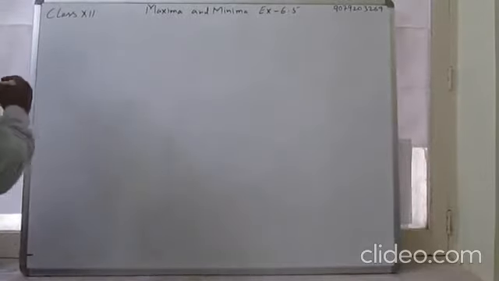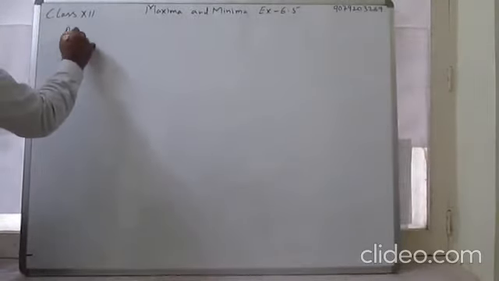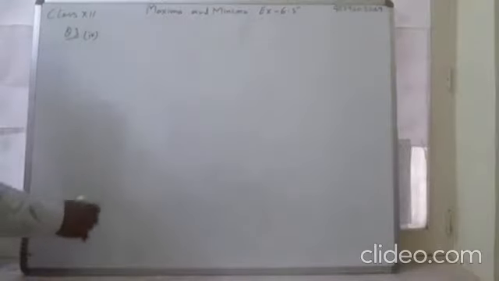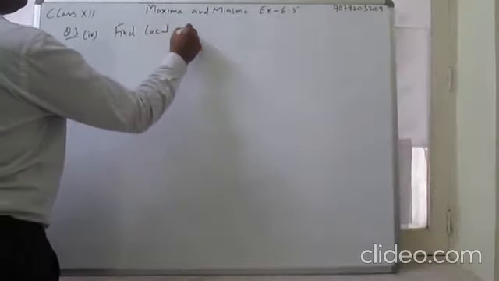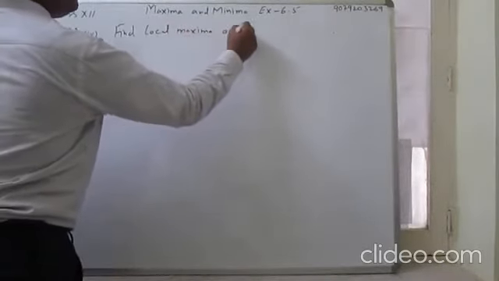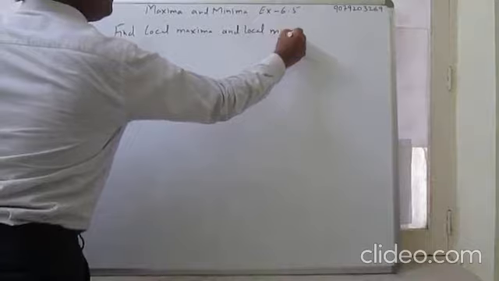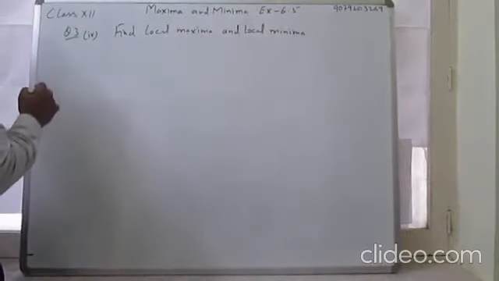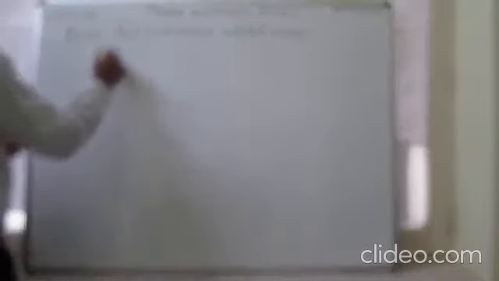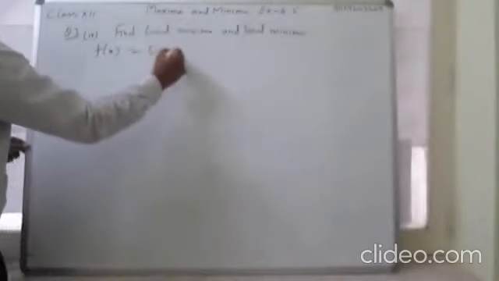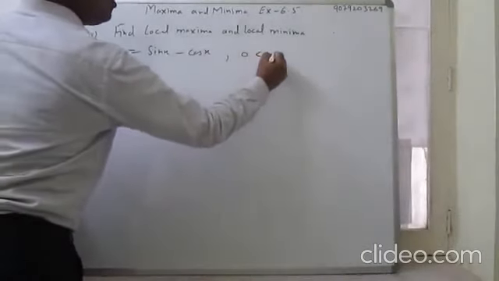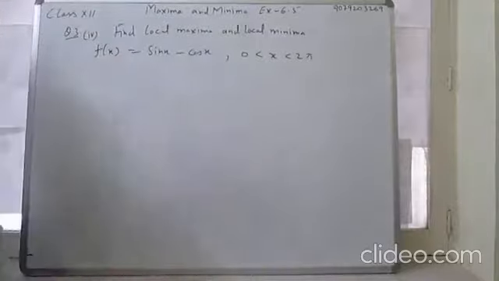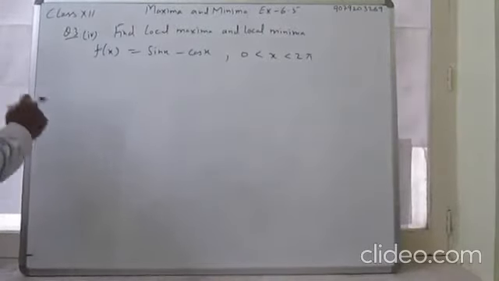Question 3rd, 4th part. Find the local maxima and local minima. Function is given to you: f(x) is equal to sin x minus cos x. The range is greater than 0 and less than 2 pi.